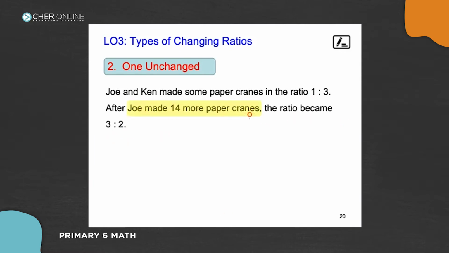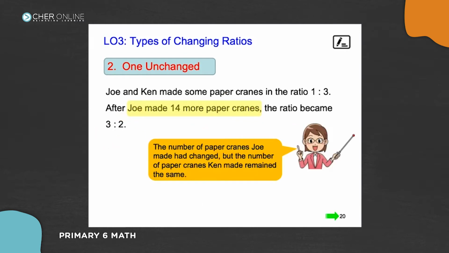Okay, we know that Joe made more. The ratio changed again. In this case, Joe is the one that changed. Okay, he's the one who made more paper cranes, but the number of paper cranes that Ken made doesn't change. Okay, he made this number of paper cranes at the beginning. After that, it still remains the same. He didn't make any extra. So in this case, the one unchanged actually refers to Ken. And in this case, we must make sure Ken's units remain the same for both before and after.